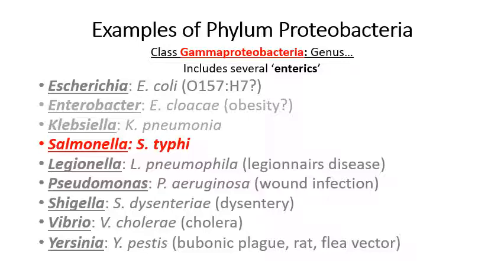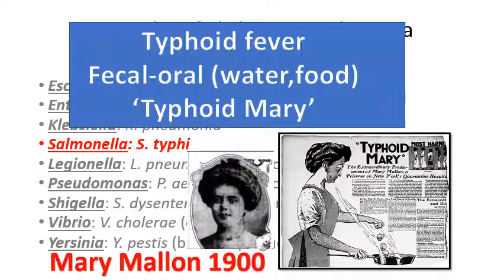Salmonella typhi, Salmonella genus, it causes typhoid fever. Here's a little historical anecdote for you. I will not ask you about this, but around the turn of the century, around 1900, in the history of microbiology, this is a fascinating chapter because there were a number of typhoid outbreaks that occurred in New York.